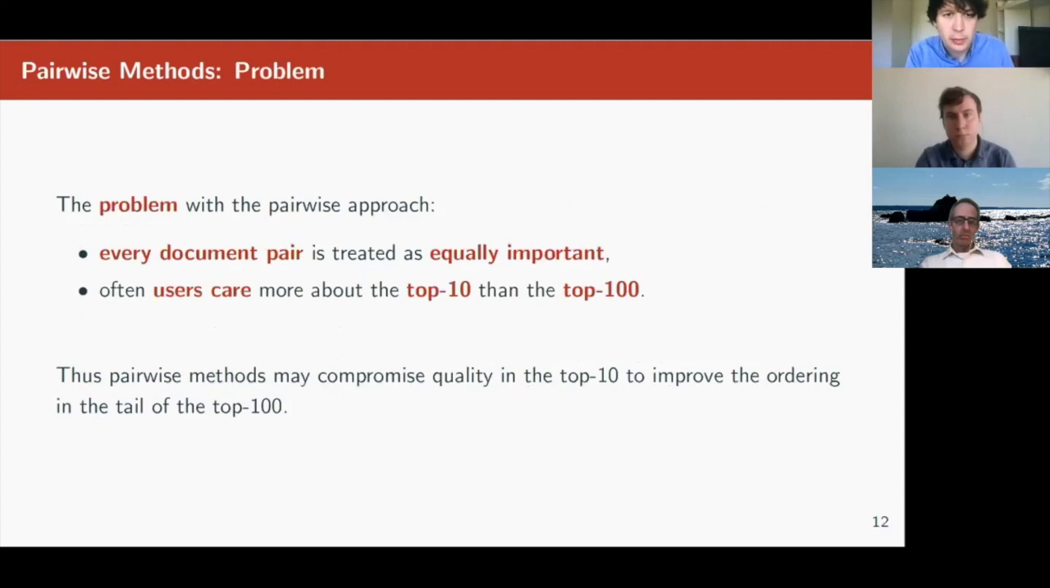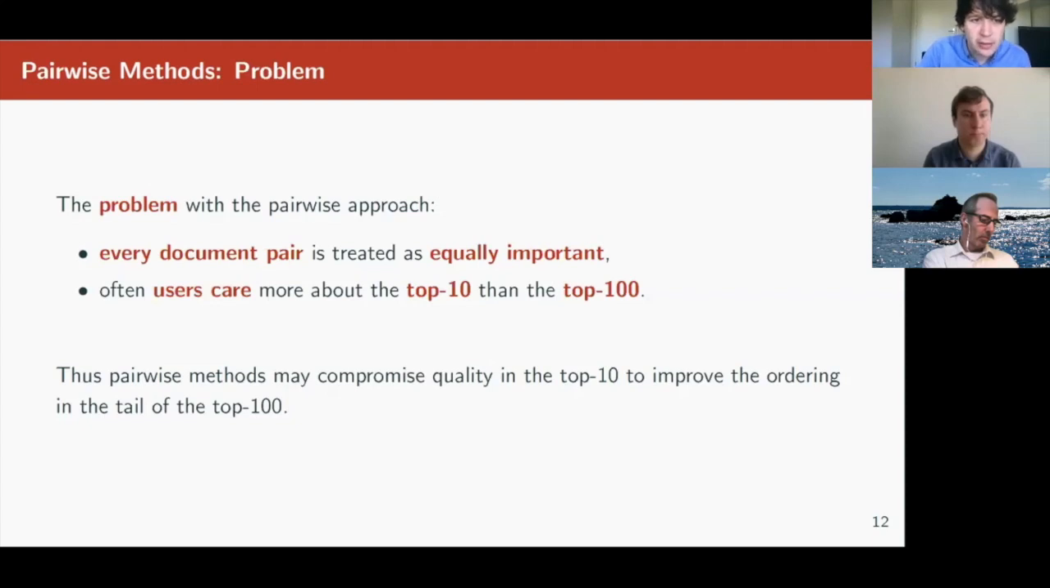The problem with this approach, though, is that it treats every document pair as equally important. In practice, when we actually use ranking systems in search or recommendation settings, or really any setting usually, we care more about the top 10 than the top 100. So it's more important when you're searching for something on the web, for instance, that your answer is in the top 10 results and not in the top 100, because usually we don't go that far down the list. Of course, there's contexts where this might be different.